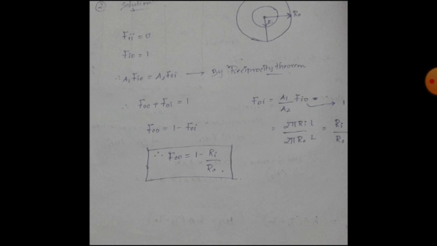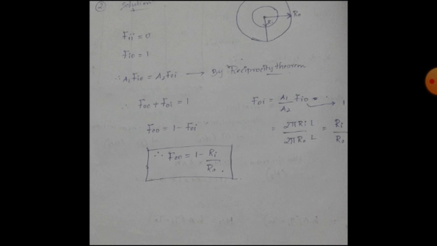We all know the reciprocity theorem: A1 F12 equals A2 F21, where A1 and A2 are areas. From this we can calculate FOI, that is outer cylinder to inner cylinder: A1 by A2 times FIO. We know that FIO is 1, therefore it is A1 by A2. For a cylinder surface, the circumferential area is 2 pi r L. Substituting this, finally we get Ri by R0.